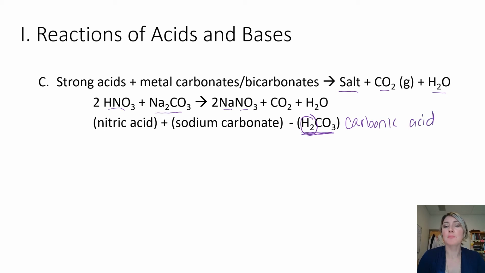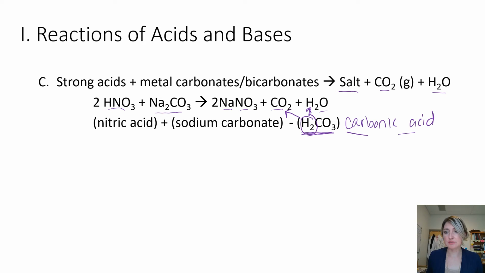acid. Carbonic acid is very unstable, so what happens is that it immediately decomposes into CO2 and H2O. So that's why in this reaction we don't see carbonic acid. It's unstable, it'll decompose, and what we actually write as our products are the sodium nitrate and the CO2 and the H2O.